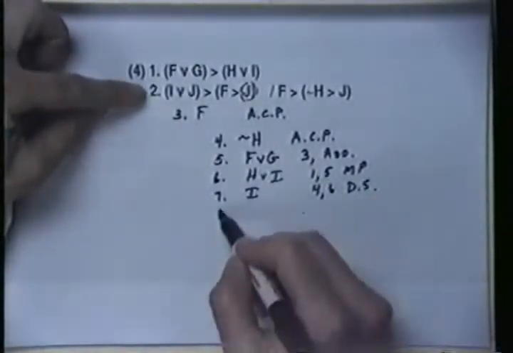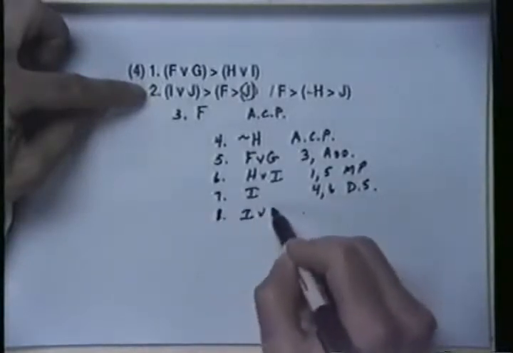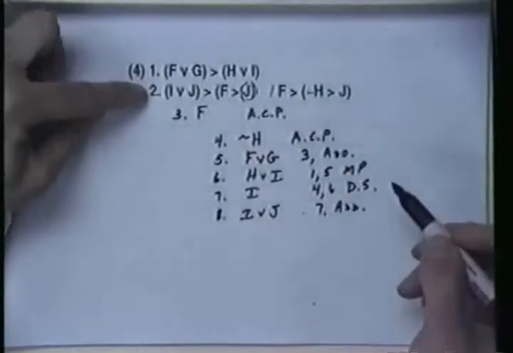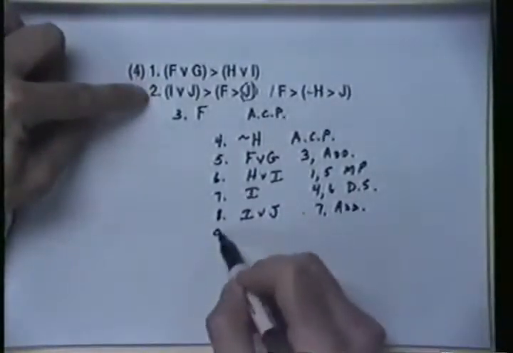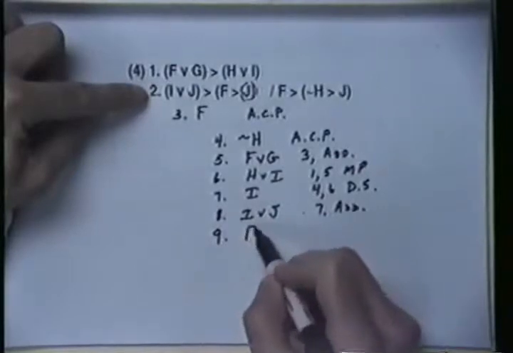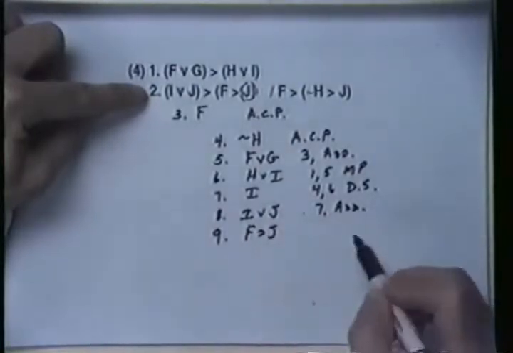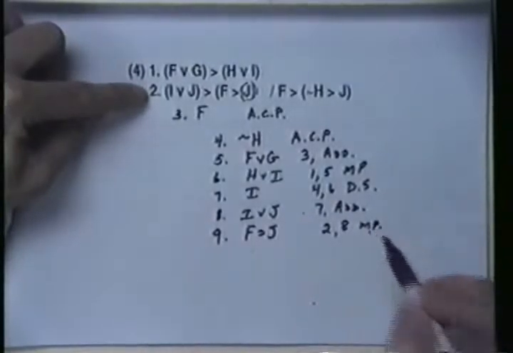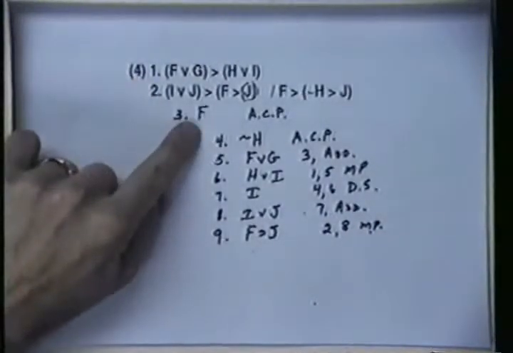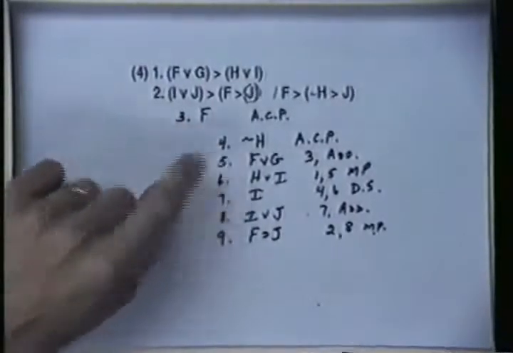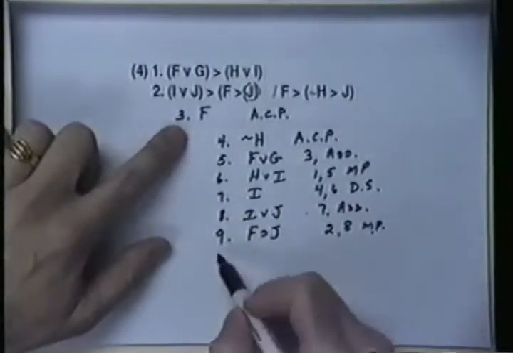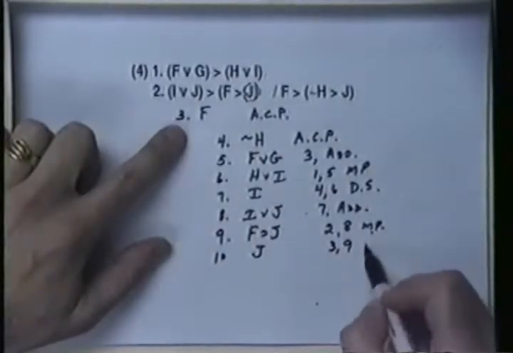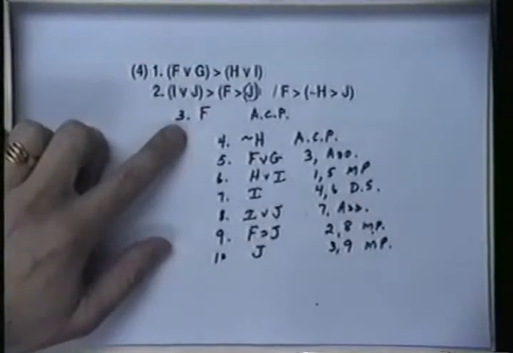Now we simply need to add the J to the I, and that is simply line 7, addition. And now we can operate on line 2 with modus ponens to get F hooks J. That's line 2 and 8, modus ponens. And we have the F. Remember, you can always bring information into the subderivation, so we can take advantage of the F and get our J. And that's by 3 and 9, once more, modus ponens.